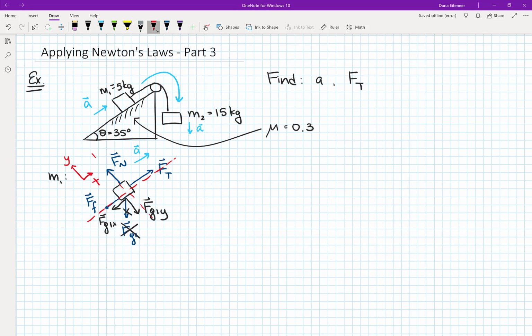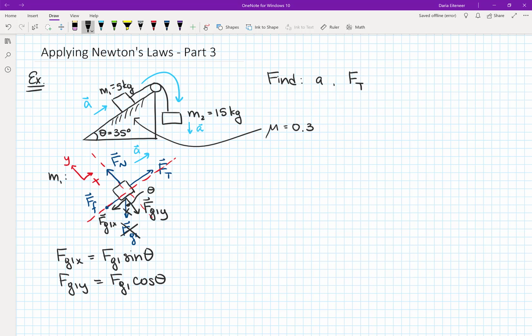So you can adjust the scaling of these forces as you go along. You should also remember that now we're dealing with this angle being our angle theta, and that Fg1x is now Fg1 sine theta, and Fg1y is Fg1 cosine theta. Remember how sine and cosine switch in this configuration, right?